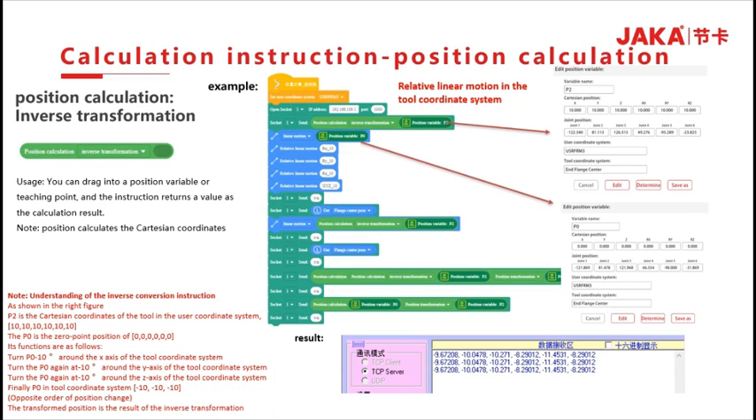Its function is to first rotate P0 around the x-axis of the tool coordinate system by minus 10 degrees, then rotate P0 around the y-axis of the tool coordinate system by minus 10 degrees, then rotate P0 around the z-axis of the tool coordinate system by minus 10 degrees, and finally move P0 along the x, y, z directions of the tool coordinate system by minus 10 millimeters. The posture after the change is the result of the inverse transformation, and the order of change is the opposite of the changing position.